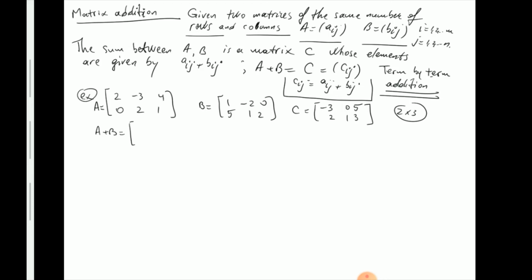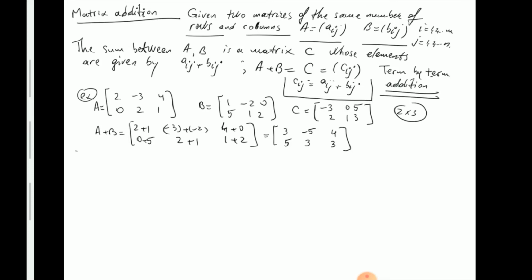And feel free to do it in your mind. You don't need to show extra work on this. Here I'm going to write down the intermediate steps just to see where they come from. But of course, get ready to do this a little bit faster and in your mind, because this doesn't necessitate any scratch paper, once you understand what you're supposed to do. So term by term addition: 2 plus 1, minus 3 plus minus 2, pay attention to the signs there, 4 plus 0, 0 plus 5, 2 plus 1, and 1 plus 2. And then of course you don't leave it like that, you simplify it. So 3, minus 5, 4, 5, 3, and 3.